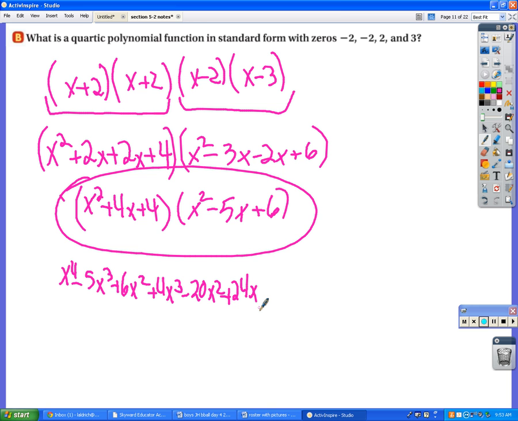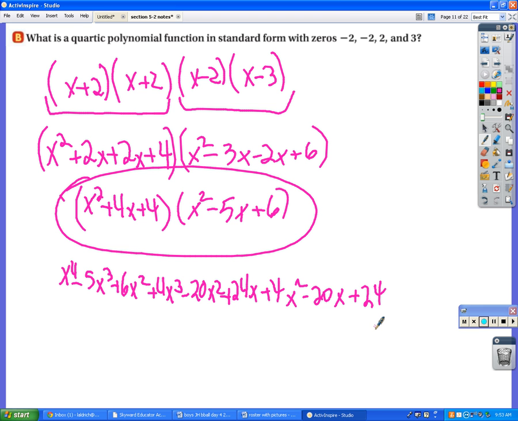Then I need to take every term over here and multiply it by 4. So 4 times x squared is 4x squared. 4 times negative 5x is negative 20x. And 4 times 6 is 24. Wow. So you end up with 1, 2, 3, 4, 5, 6, 7, 8, 9 terms. So we don't need to do that.